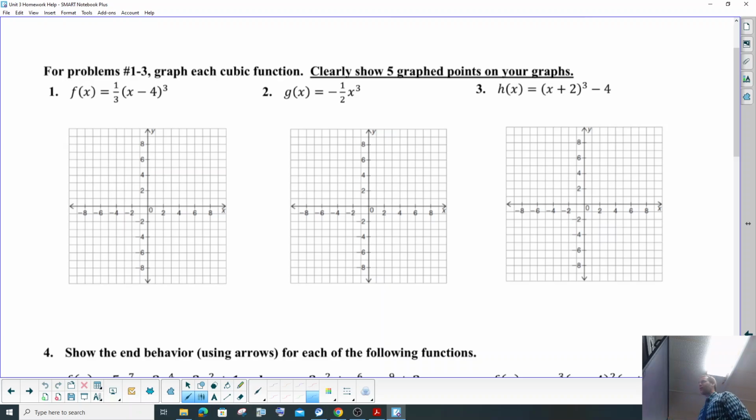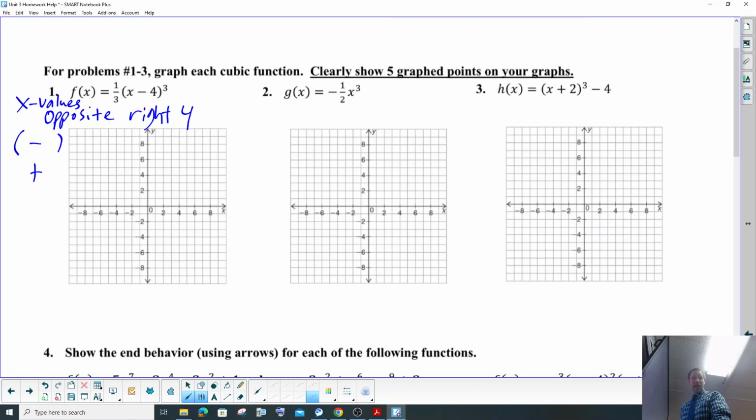So this would actually be a right 4, because it's opposite what you think. So remember that the x values inside the parentheses are opposite, so if it's a negative, it's actually a plus. And so you think left 4, but it's actually right 4.